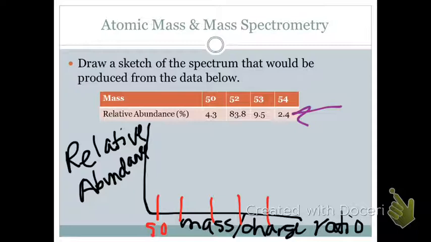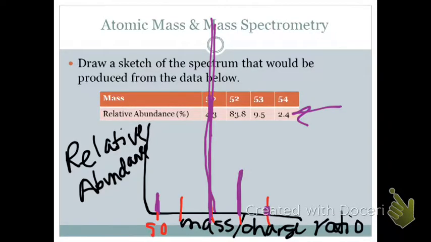So the first one, 50, is only 4.3%. So let's do this. 52, skip 51, is 83.8% abundant. Sorry, hard to draw straight. 53 is 9.5, so it should be about double your first peak. And maybe this one should be a little taller then. And then the last one is only 2.4%, about half your first peak. That is what your mass spectrum would look like had you put this sample through a mass spectrometer. All right, finish up, and I will see you in lesson 3.